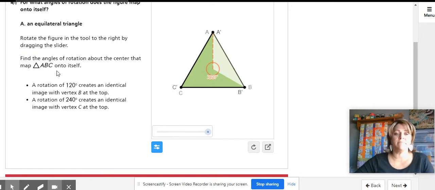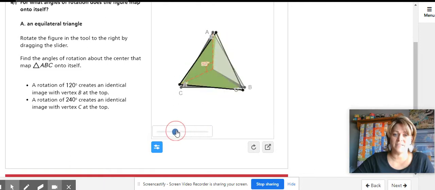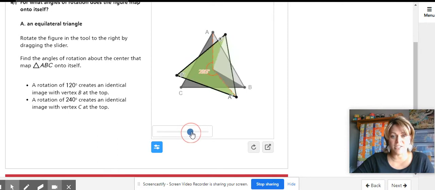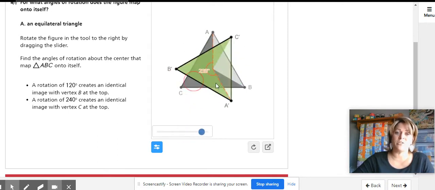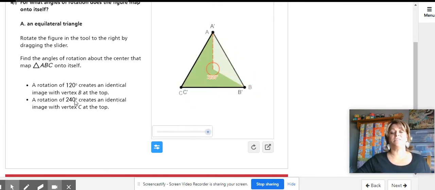So look at this solution. It says it rotates to 120, way back here. There's 120 degrees-ish when I get there. And then rotate it again to 240, but then we don't count the 360. Okay, so it has two different degrees of rotational symmetry.